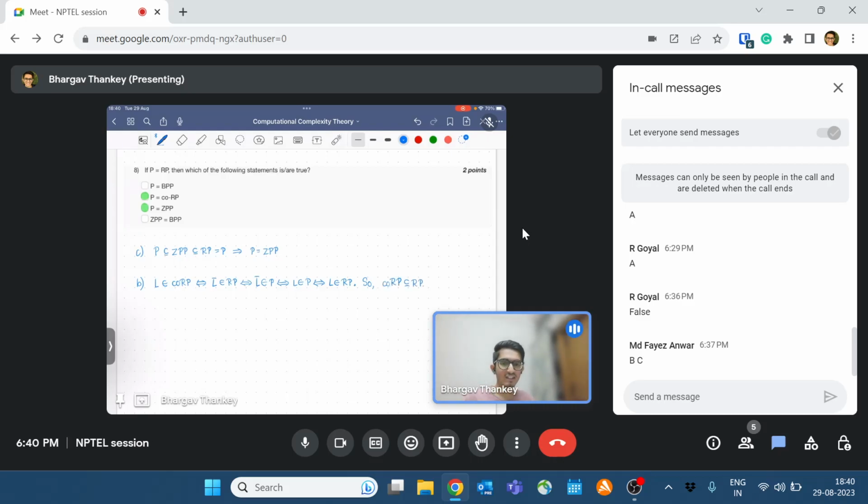And as we have seen a lot of times, whenever co-of something is contained in that class, the reverse also holds. So RP is contained in co-RP. So co-RP equals RP equals P. Yeah, so this is fine.